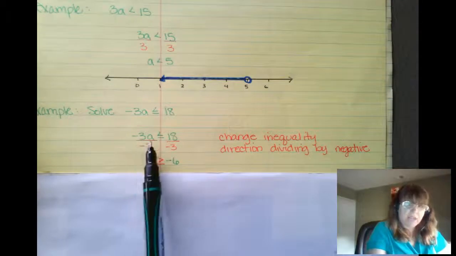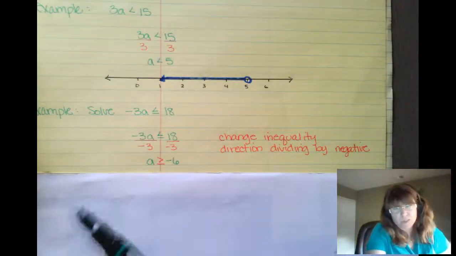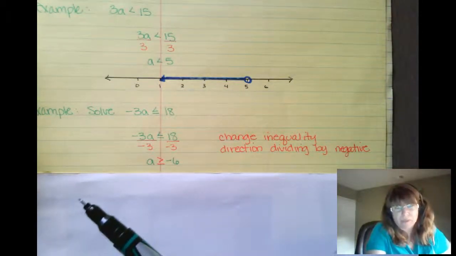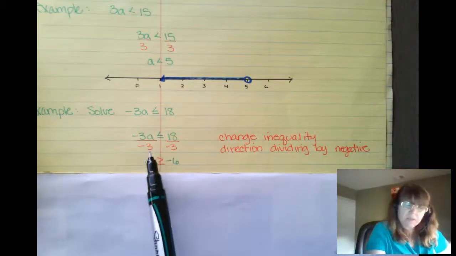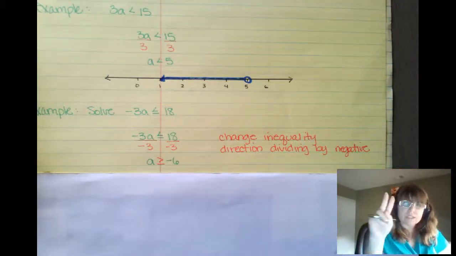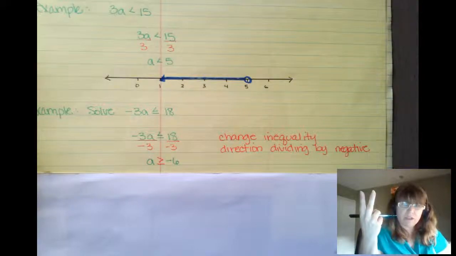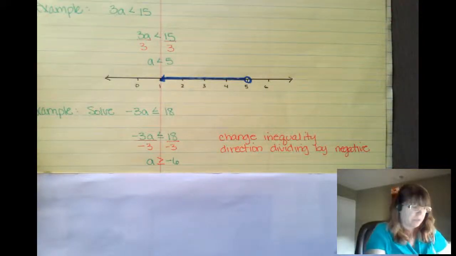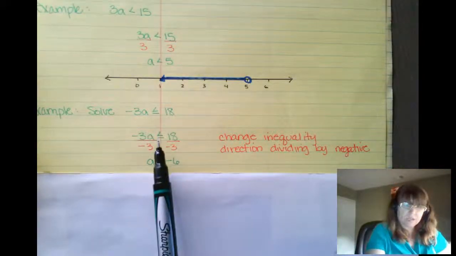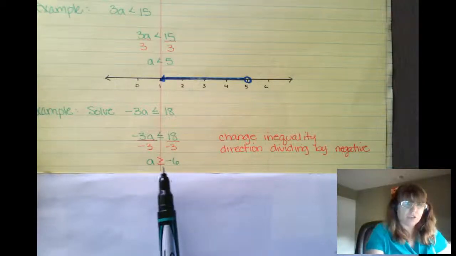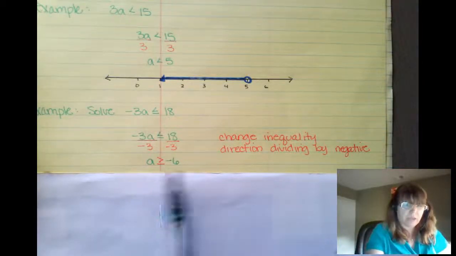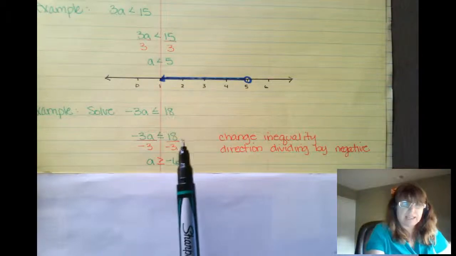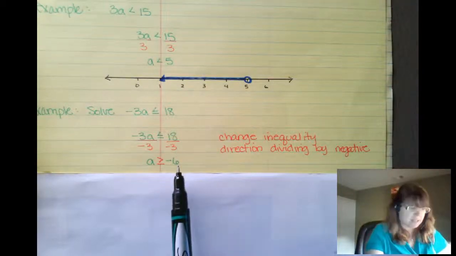When I divide or multiply, because I'm really multiplying by negative 1/3, when I divide by a negative number, you switch the direction of the inequality sign. So right now it's less than or equal to. It turns into greater than or equal to. And then I just do the division. 18 divided by negative 3 is negative 6.